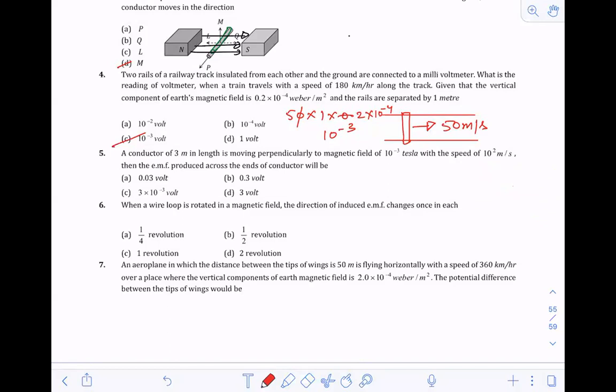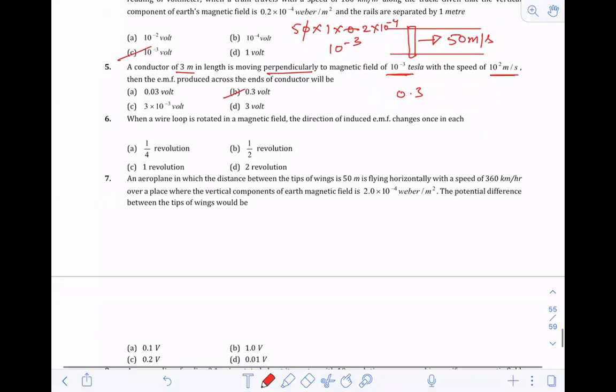So what you should do in this, do we have everything? Yes, length is given to me, magnetic field is given to me, and it is moving perpendicularly. So just multiply them. So 0.3, I guess, with the values: this is 3, this is 10 to the power minus 3, this is 10 to the power 2. So this becomes 10 to the power minus 1 into 3, so 0.3. Option B. Question number 6.